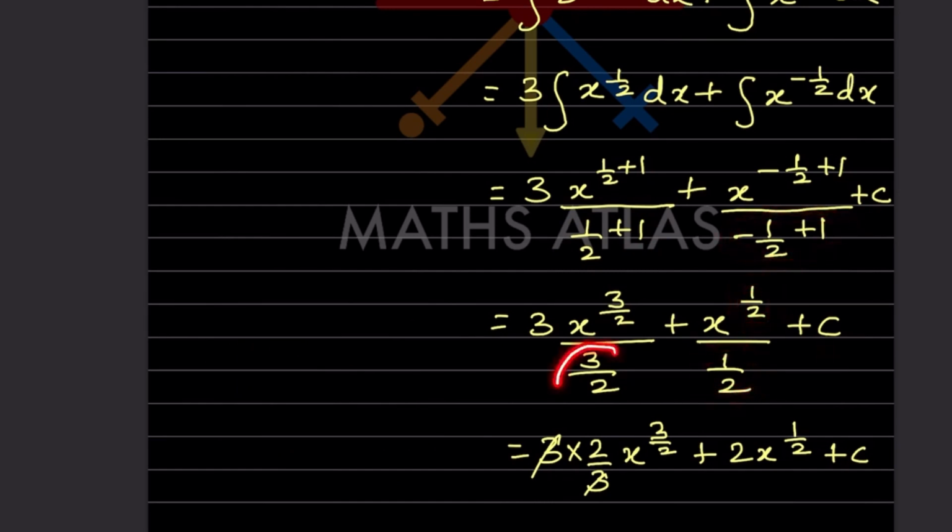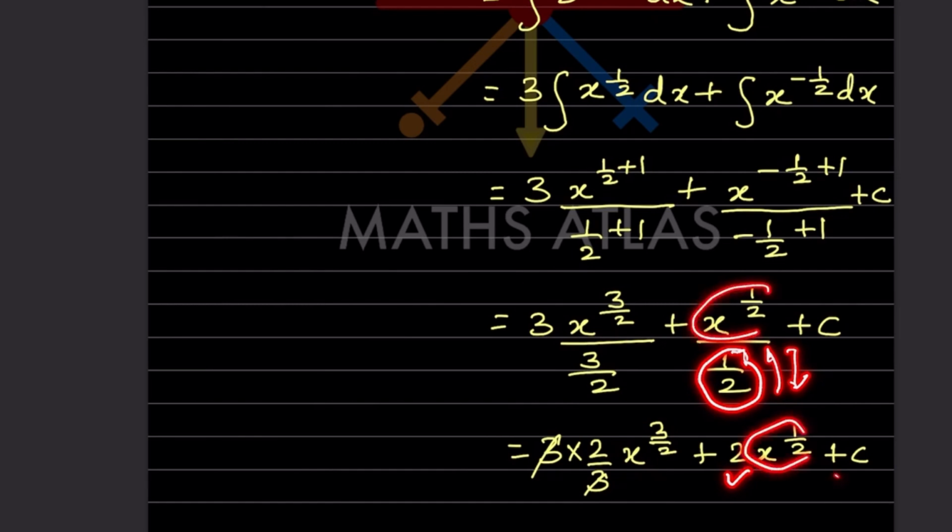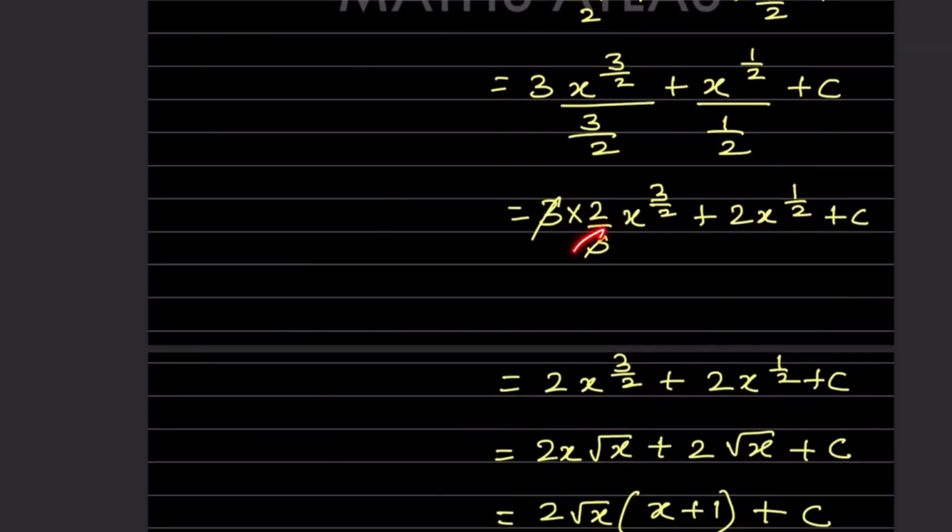Now see here, this is going to get flipped over. So here this is going to be 2 by 3. So this 3 is as it is. This becomes 2 by 3 and this as it is in the numerator. So now this becomes again flipped over, means this 1 by 2 will be 2. So this is 2 and this as it is plus c. So now here we can cut this 3 and 3. So what remains over here is 2x^(3/2) plus 2x^(1/2) plus c.